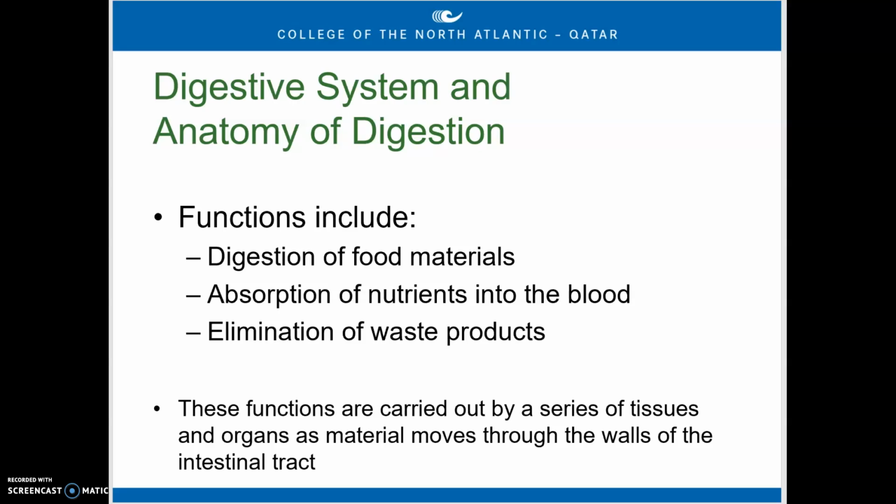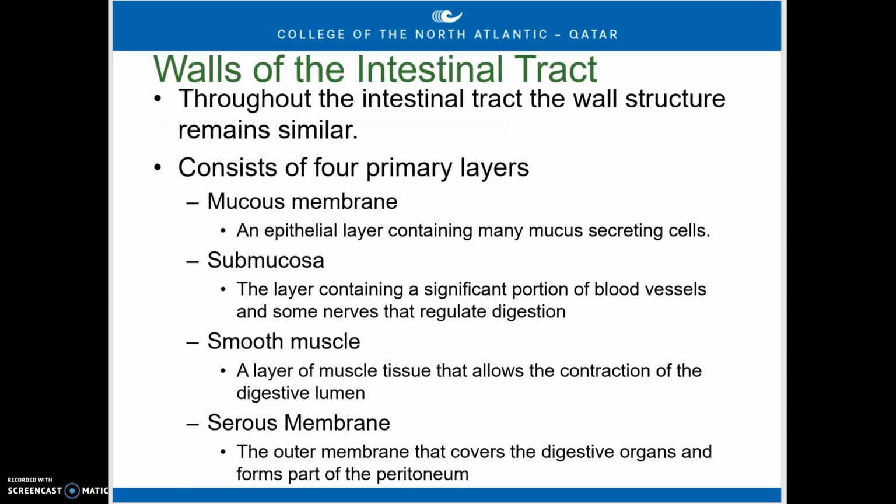Now, this system is a little bit different than some of the ones we've studied because this system has a tract, which means it's a one-way tube. It starts at the mouth, of course, and it goes right through to the anus. So each one of these functions is carried out at a different spot along that digestive tract.